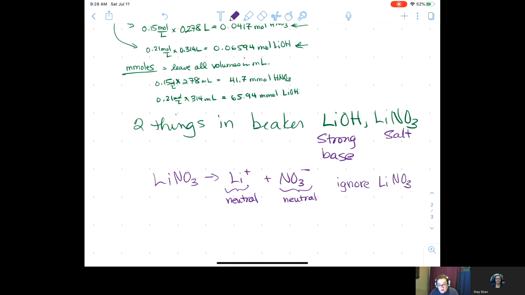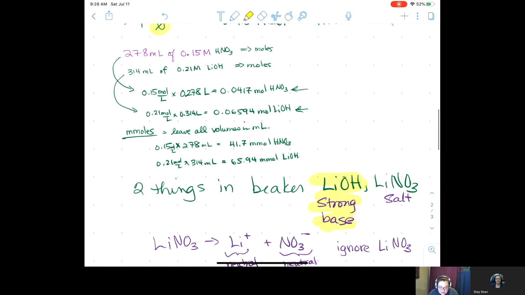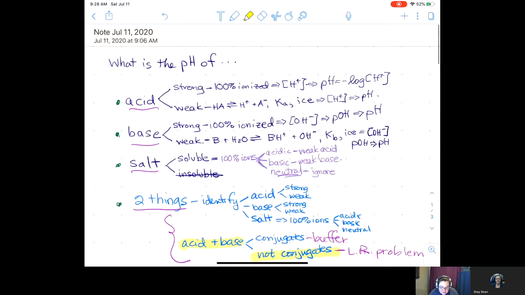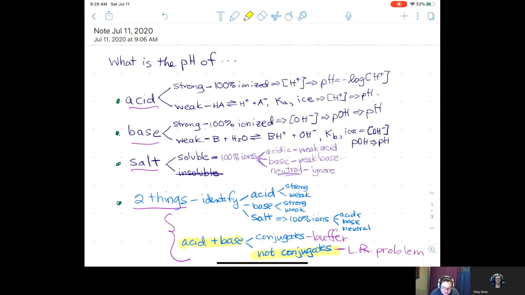If I ended up with an ion that wasn't neutral, I couldn't ignore it, but I can ignore it because both ions are neutral, which means I am left with one thing in my beaker. It is lithium hydroxide. It is a strong base. And how do I find the pH of a strong base? Well, a strong base is not an acid. A strong base is 100% ionized. I break it apart to get the OH minus.